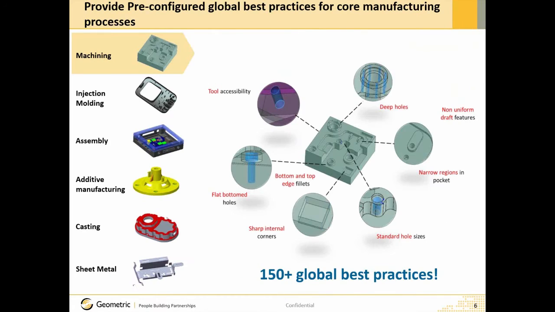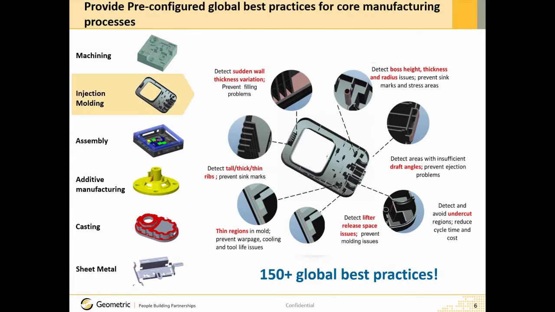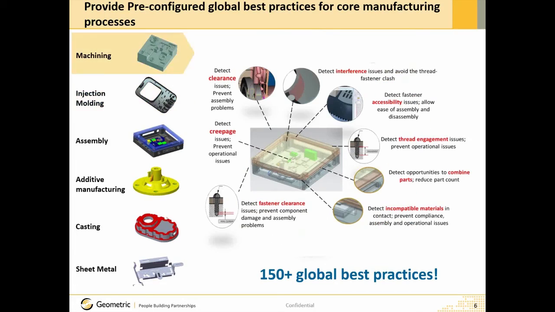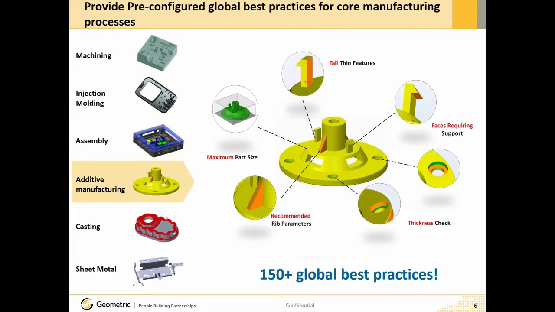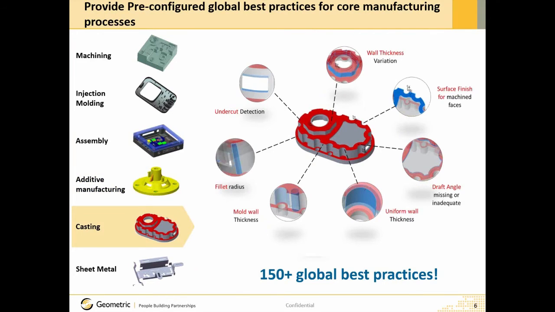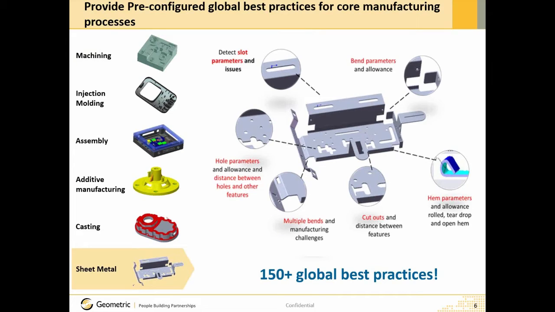So what we have done is, as I mentioned, we have captured more than 150 global best practices. These are coming from various processes like the machining process, the injection molding process, that is typically the plastic injection molding process, and assembly. Here it applies to both mechanical assembly and mechatronics assembly. There are also separate modules for processes like additive manufacturing, which is new and upcoming, processes like casting, and processes like sheet metal. So these are checks which are already built into DFM Pro.